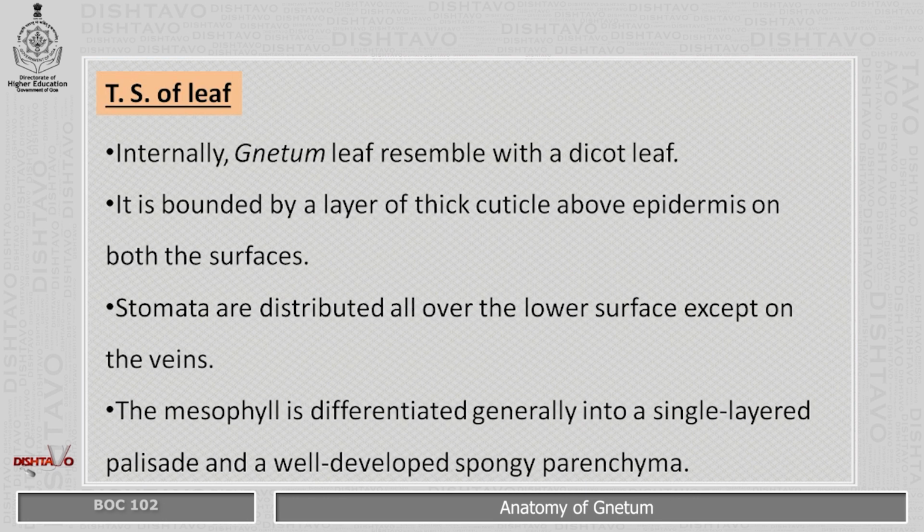Then last we have T.S. of the leaf. Internally, the Nyctanthes leaf resembles the dicot leaf. It is bounded by a layer of thick cuticle above the epidermis on both the surfaces, wherein the stomata are distributed all over the lower surface except on the veins. Here the mesophyll tissue is present, which is differentiated into a single-layered palisade and well developed spongy parenchyma.